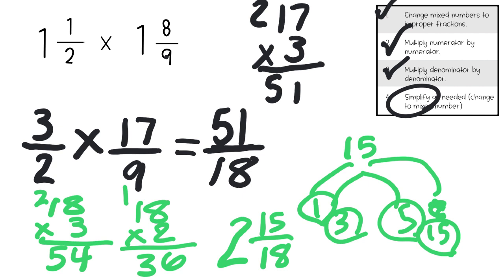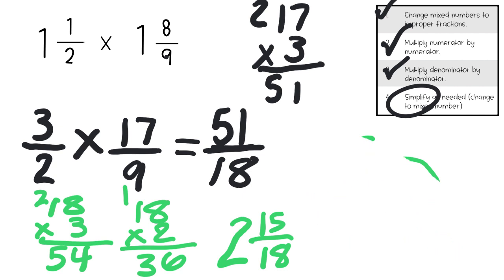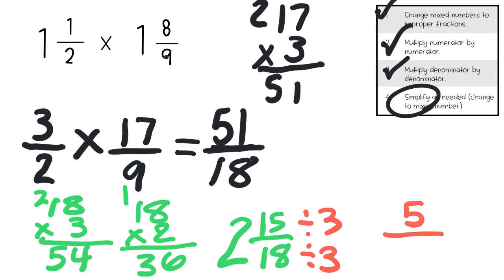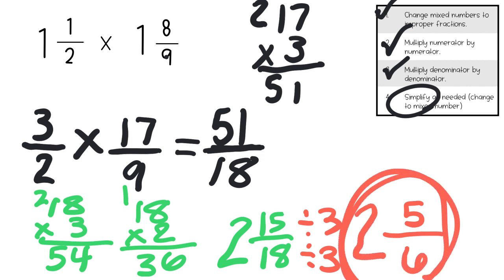Did any of those factors go into 18 evenly? Let's think for a moment. 3, 6, 9, 12, 15, 16, 17, 18. Oh, I found one. Both 15 and 18 are divisible by the number, you guessed it, 3. 15 divided by 3 is 5. 18 divided by 3 is 6. So your simplified final answer is 2 and 5/6.